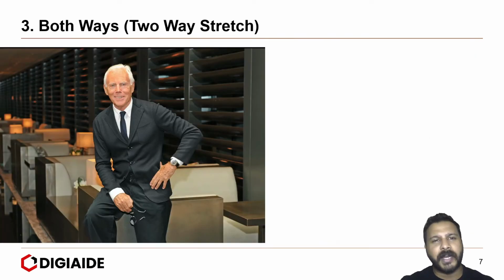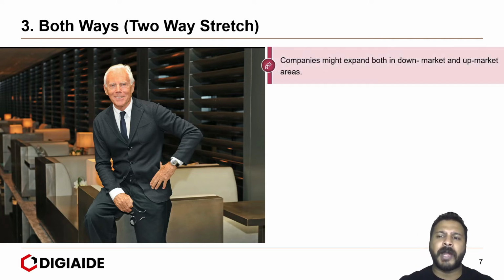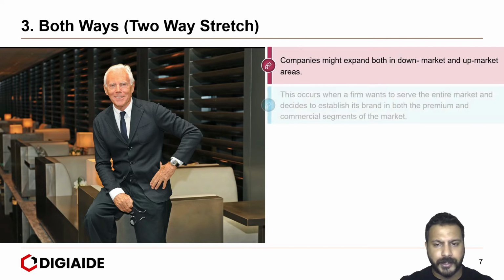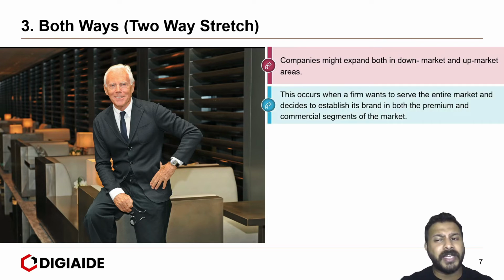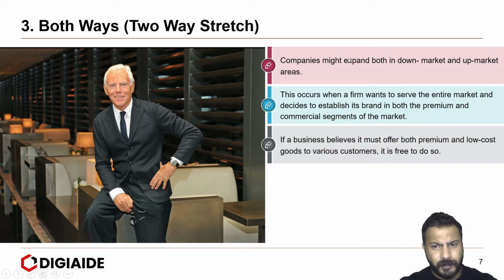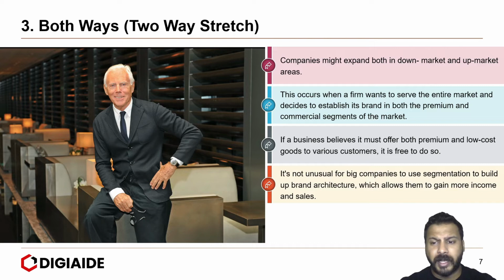Moving on to a third strategy that goes both ways, that is a two-way stretch. Companies might expand both in down market and up market areas. This occurs when a firm wants to serve the entire market and decides to establish its brand in both the premium and the commercial segments of the market. If a business believes it must offer both premium and low-cost goods to various customers, it is free to do so. It is not unusual for big companies to use segmentation to build a brand architecture which allows them to gain more income and sales.